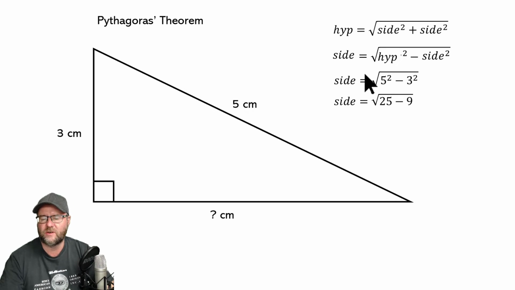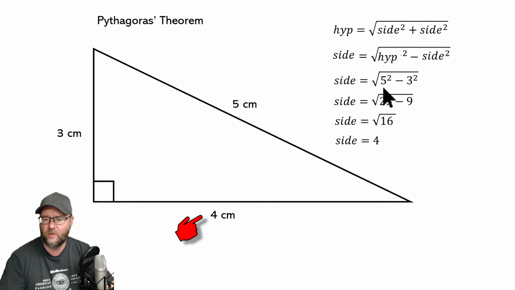And I could put that straight into my calculator now, or these numbers aren't too hard. 5 squared is 25, minus 9 is the square root of 16. And if you put that straight in your calculator at that point, you'd get the answer of 4. In other words, the length of the side that we didn't know was 4 centimeters.